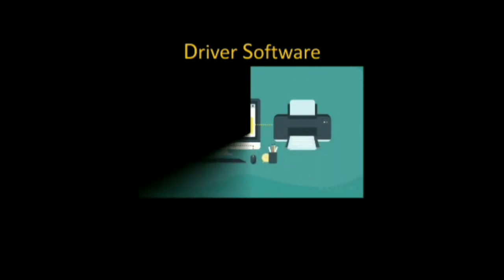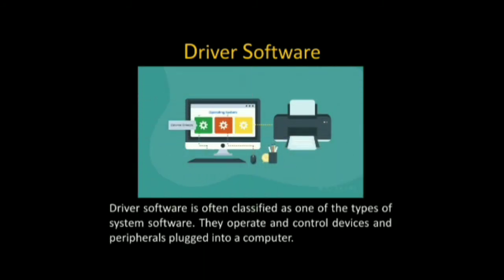Now let's proceed to driver software. Driver software is often classified as one of the types of system software. They operate and control devices and peripherals plugged into a computer. Some examples of driver software that you may be familiar with are printer driver, mouse driver, and network card.